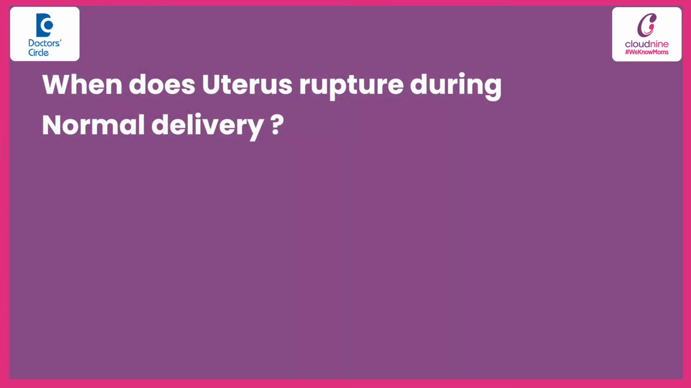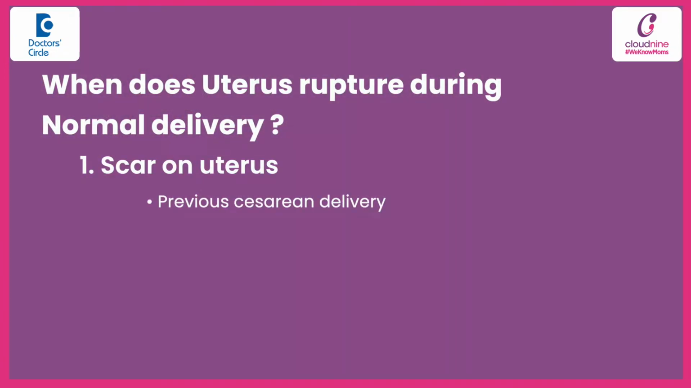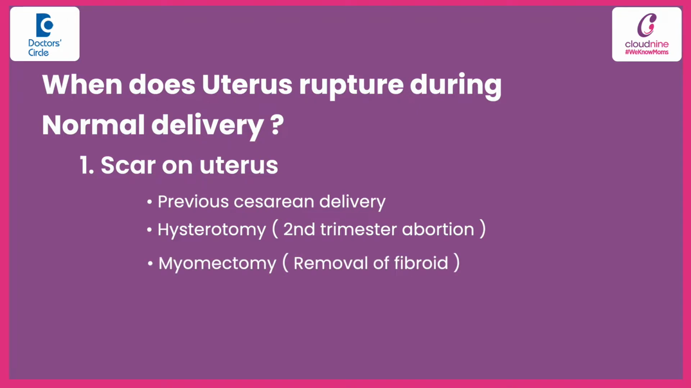Uterus rupture can happen during normal delivery. There are two situations where it can happen. One is if there is a scar on the uterus, like if there was a previous cesarean delivery, a hysterotomy, that is a second trimester abortion by opening the abdomen, or if there was a myomectomy. Myomectomy means removal of fibroids and suturing the wall of the uterus.